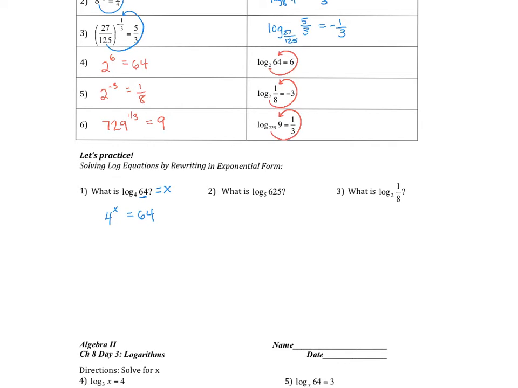So 4 to the 3rd power is 64, so x equals 3. So 3 would be my answer here.